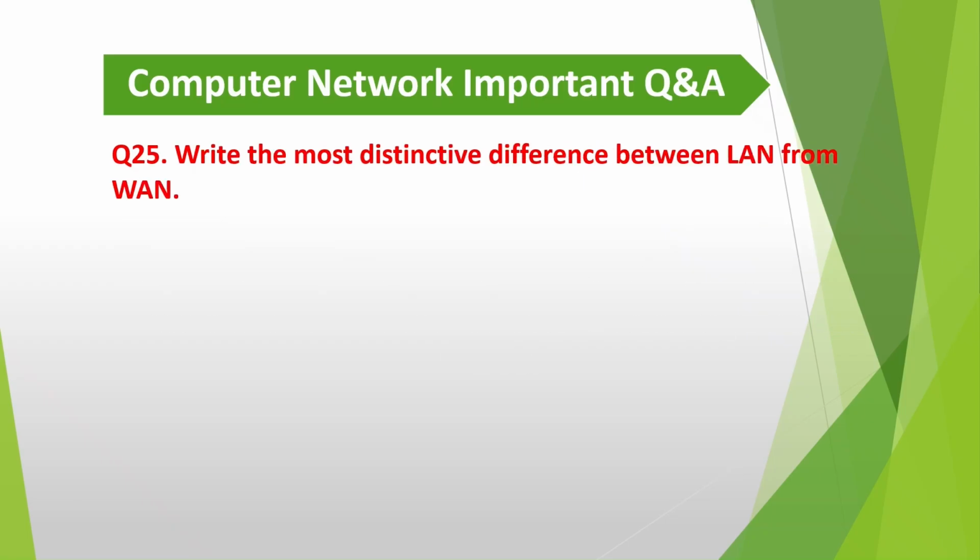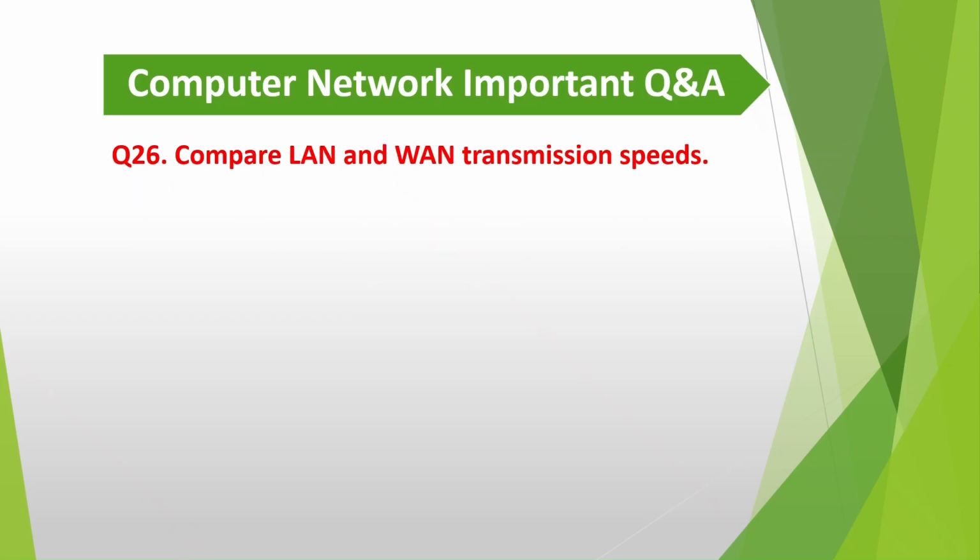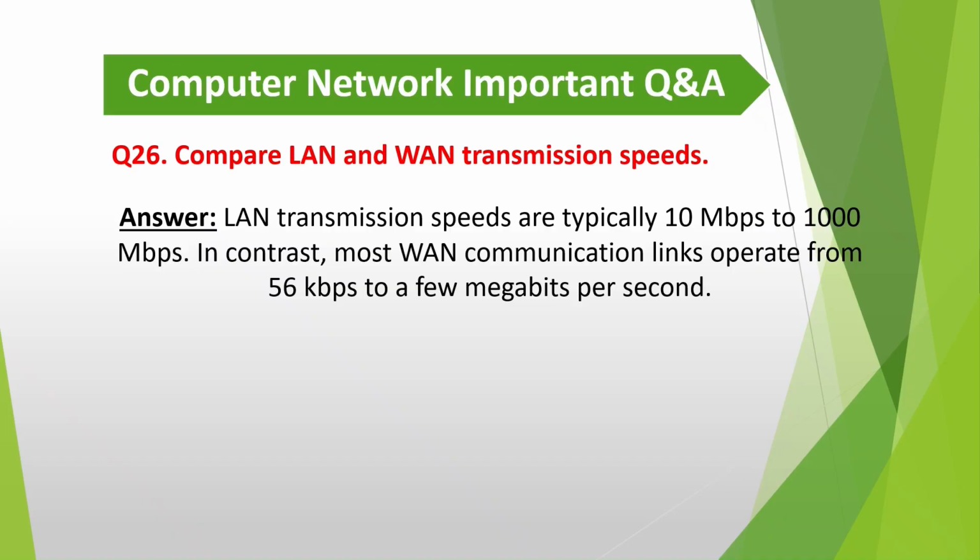Question 25. Write the most distinctive difference between LAN and WAN. Answer. The most distinctive difference is the distance that is spanned by the network. Question 26. Compare LAN and WAN transmission speeds. Answer. LAN transmission speeds are typically 10 megabits per second to 1000 megabits per second. In contrast, most WAN communication links operate from 56 kbps to a few megabits per second.